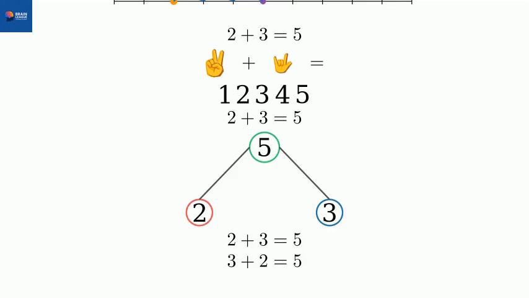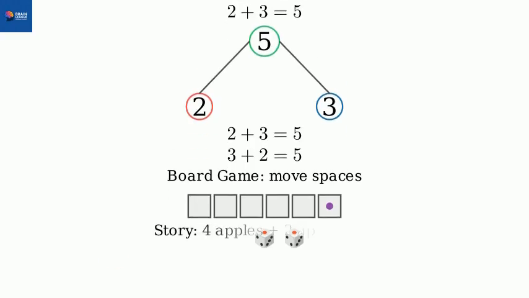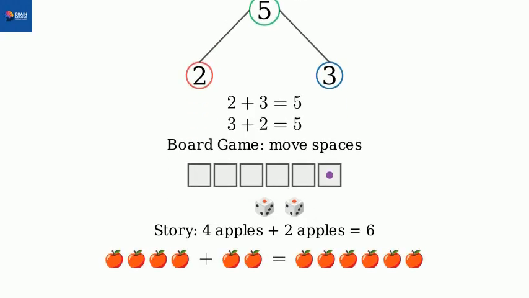Step 6. Games and stories. First, a little board game. Roll a 2, then roll a 3. Move a total of 5 spaces. Now a quick story. 4 apples, and 2 more apples makes how many? That makes 6 apples.